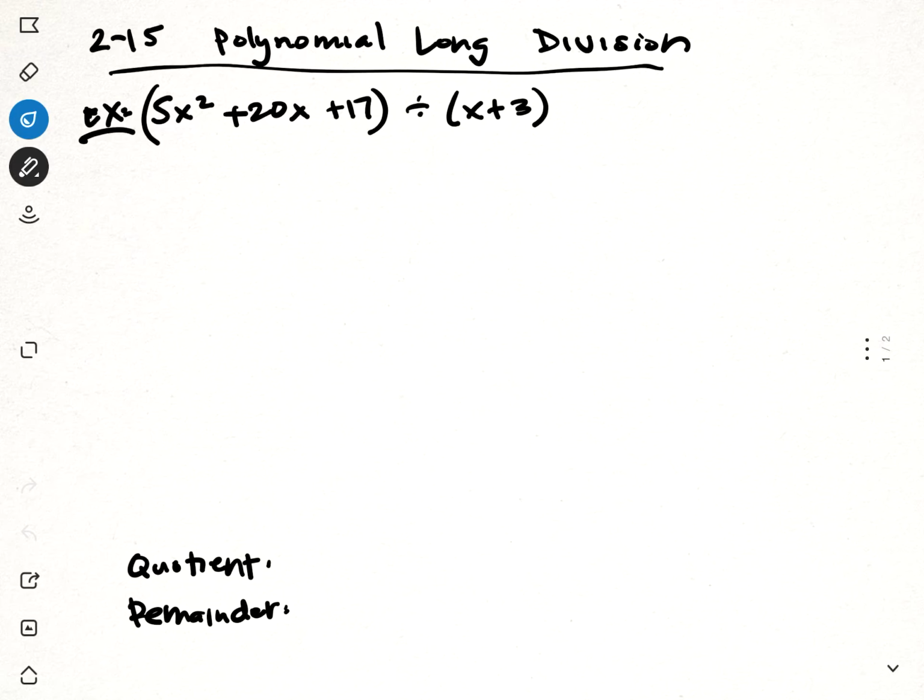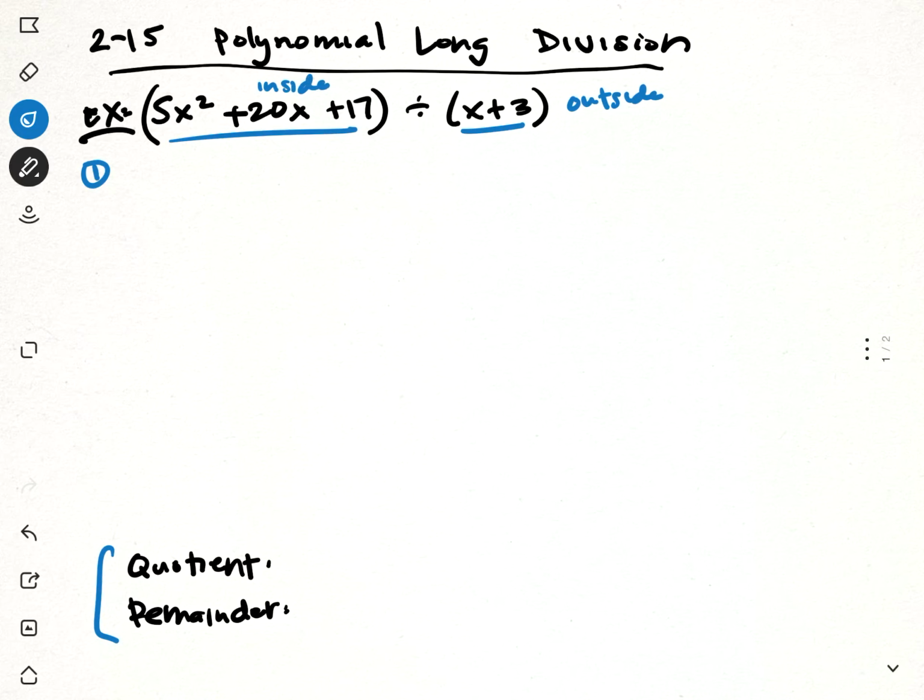Hey, welcome. Today we're looking at polynomial long division. So we're going to write the steps down as we go. What we're looking at here is 5x squared plus 20x plus 17 divided by x plus 3. So we're going to end up with a quotient and a remainder, and we're going to be writing those in. So step one, we're going to write this outside our house and then this one inside.